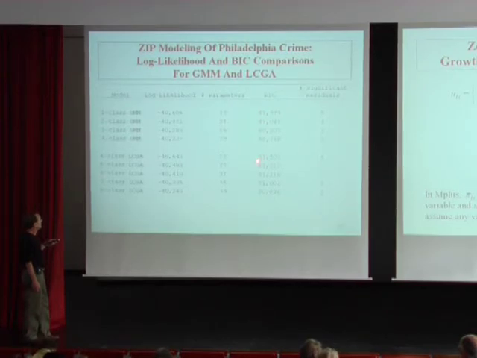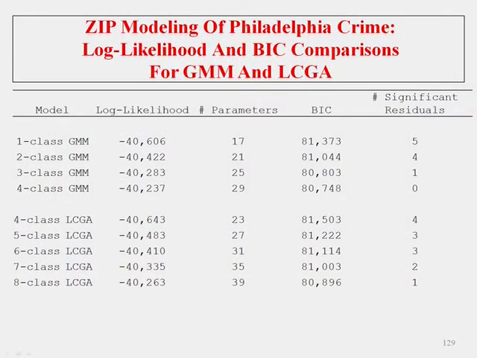And you see that even when you go up to 8 classes, you are not doing as well as you do even with only 3 classes in the GMM. The 3-class GMM has a lower BIC than even the 8-class LCGA. So that's an illustration that, by not allowing for within-class variability, LCGA tends to need more classes to capture the correlations among the variables.